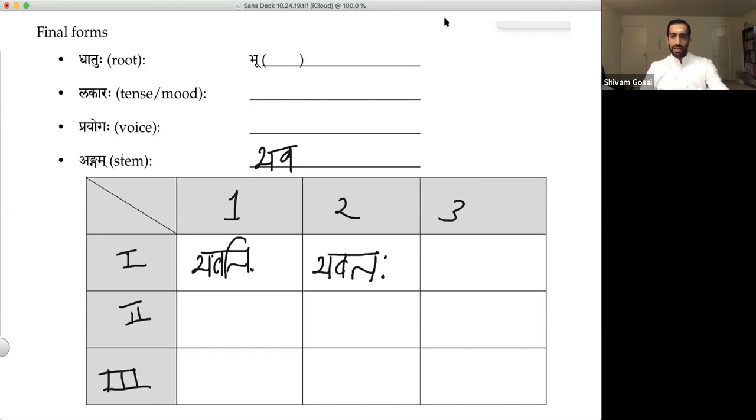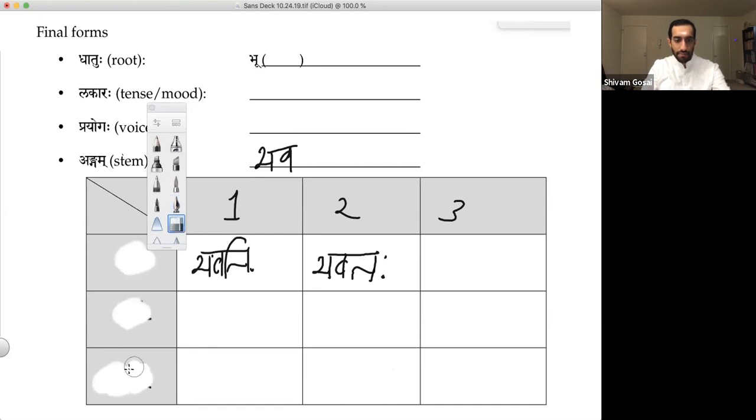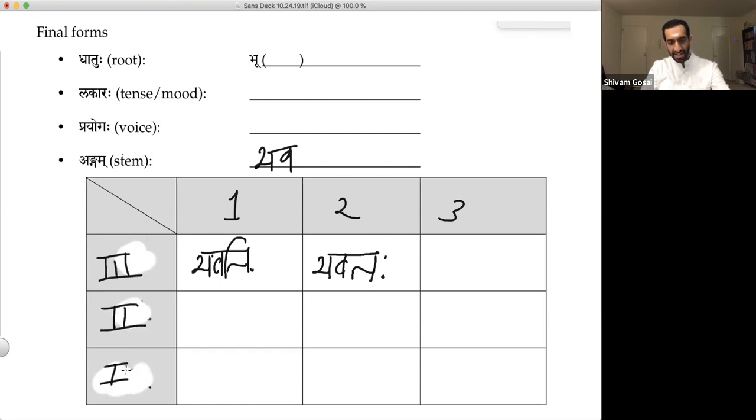Yeah, so thanks to Harprasadji, I wrote these wrong. I'm kind of on autopilot, so let me erase this. So this should be 3rd person, 2nd, and 1st. See, that's a classic mistake. Prathama Purusha, meaning first. So that's an example of what you should not be doing. It's classic.